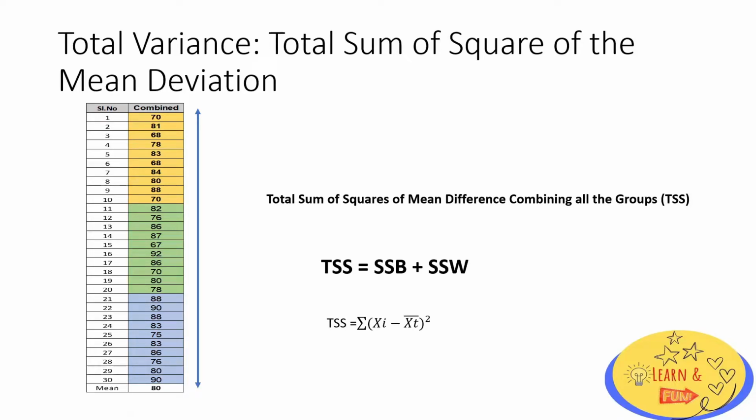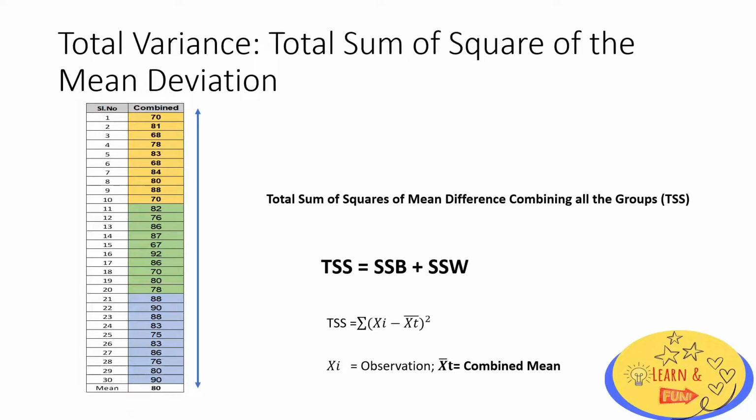So now, in order to calculate this variability of total, what we need to do is first we take the mean and take a deviation and then square it. So this formula basically does the same thing, right? We will calculate using this formula, okay, where xi is the observation and x-bar is the combined mean.